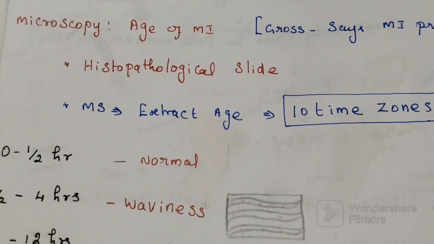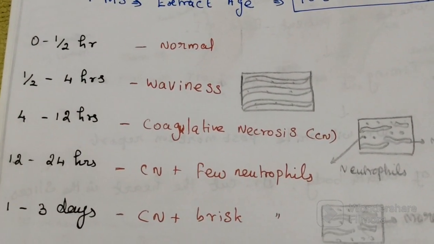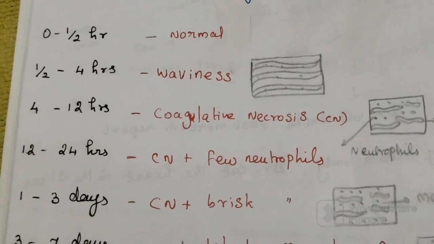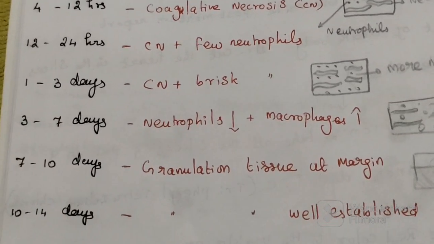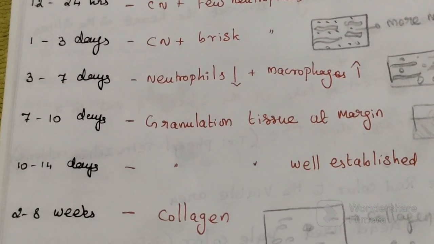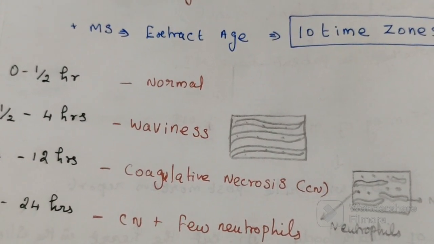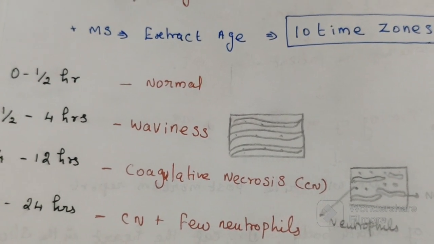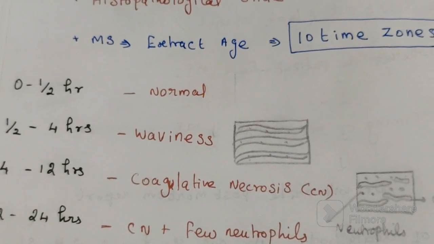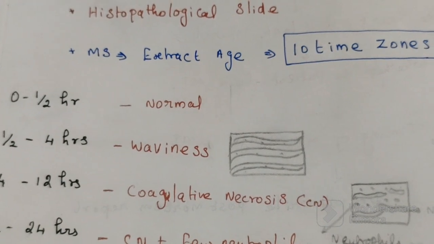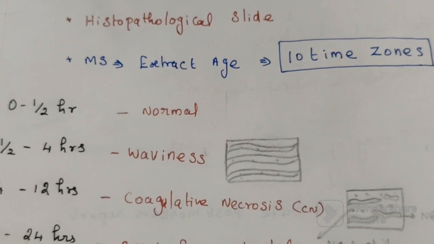In microscopy it is divided into 10 time zones: 0 to half an hour, half an hour to 4 hours, 4 to 12 hours, 12 to 24 hours, 1 to 3 days, 3 to 7 days, 7 to 10 days, then 10 to 14 days, then 2 to 8 weeks. We know red color is the viable part, and the pale yellow color is the dead cell. So the pale part we cut, make a slide and look at the slide. Based on what you see in the slide, you decide your time zone.